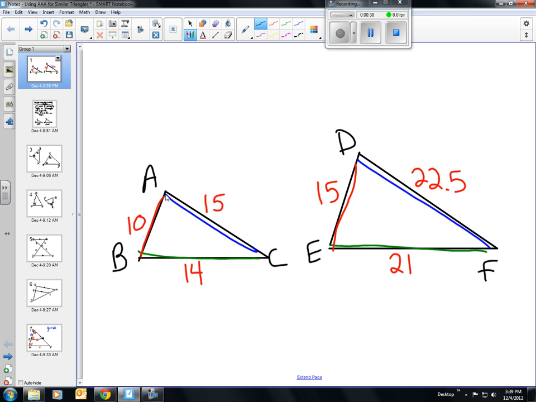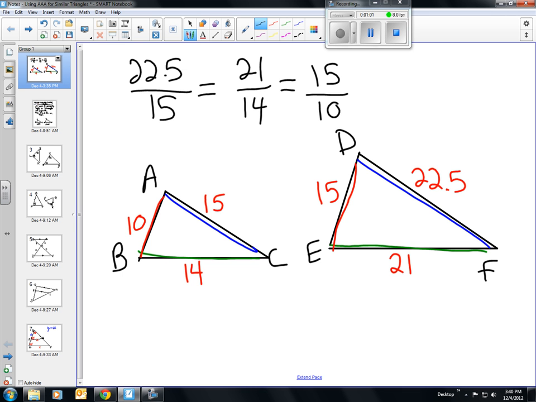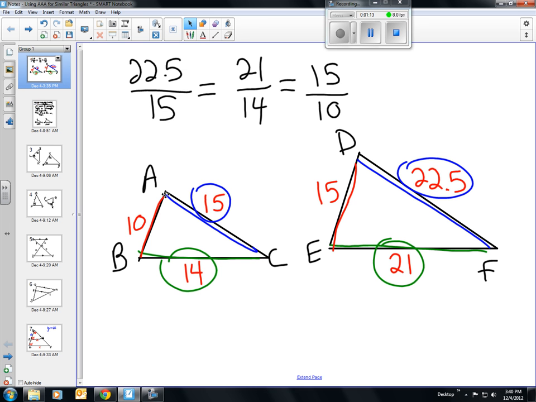The way we would set this up as a set of ratios is 22.5 over 15 equal to 21 over 14 is equal to 15 over 10. So we have the corresponding parts matching up. The 15 and the 22.5 are corresponding, the 21 and the 14 are corresponding, and then the 15 and the 10 are also corresponding sides.